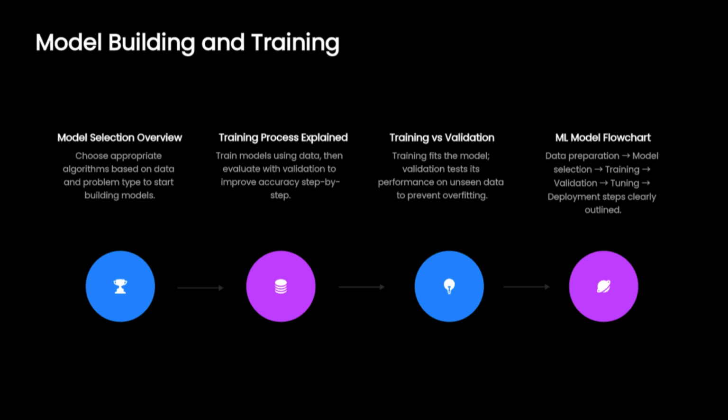Then comes training versus validation. Training helps the model learn, while validation checks how well the model performs on unseen data. This step is crucial to detect and prevent overfitting, where a model performs well on training data but poorly in real-world scenarios. Finally, the ML model flowchart summarizes the process. Data preparation leads to model selection, followed by training, validation, tuning, and eventually deployment. This structured approach ensures that the machine learning model is accurate, reliable, and ready for real-world use.